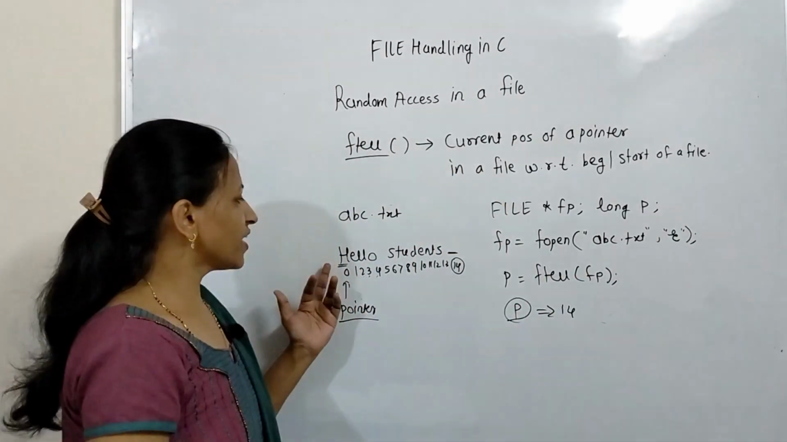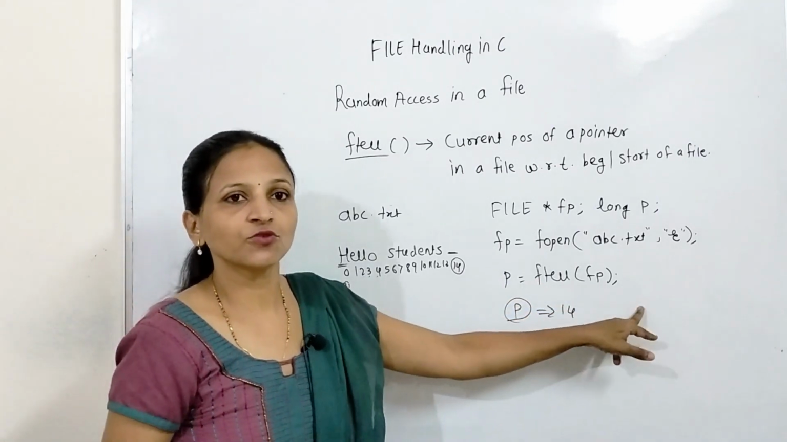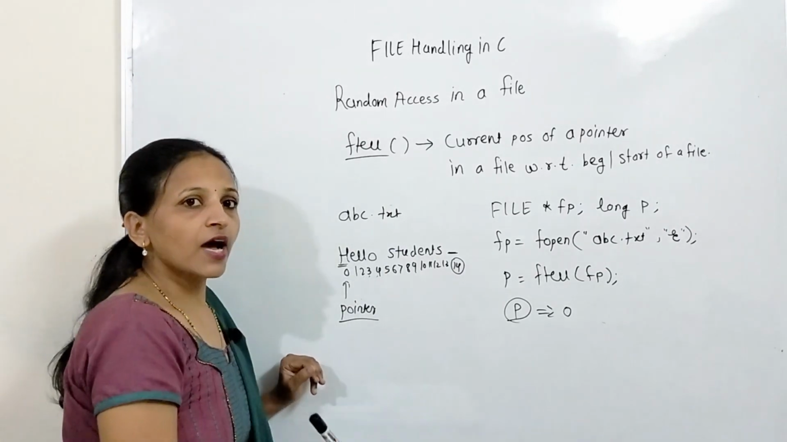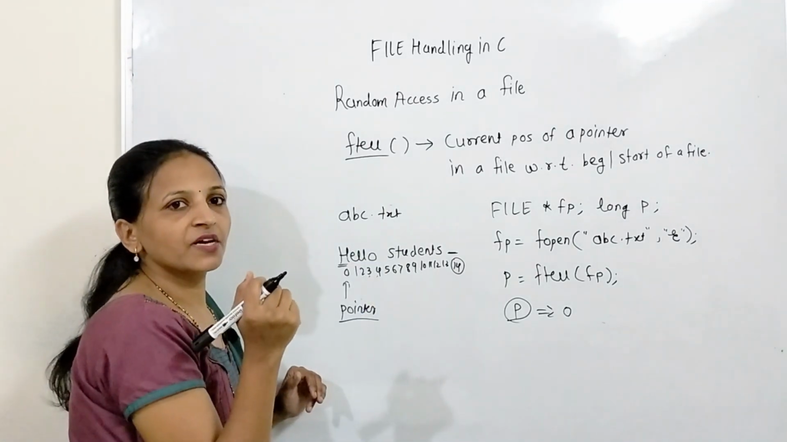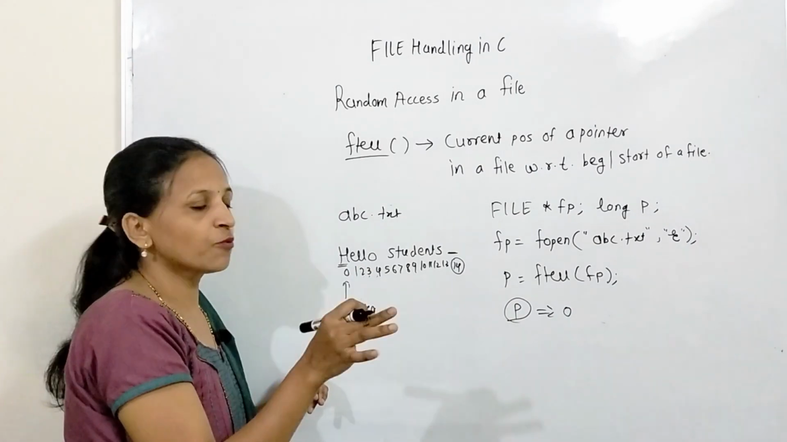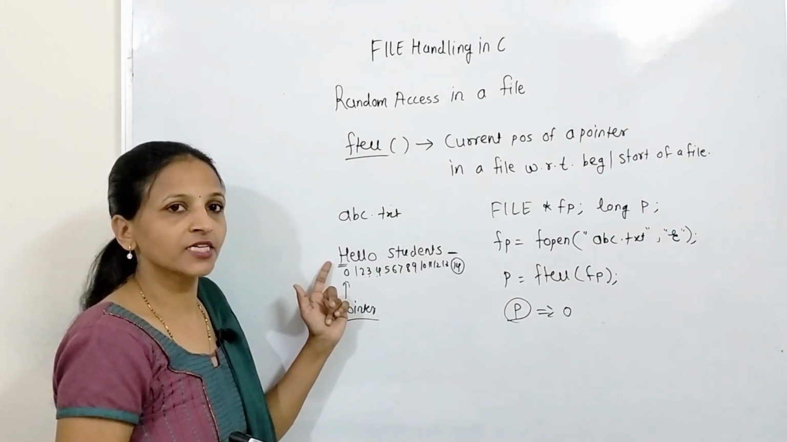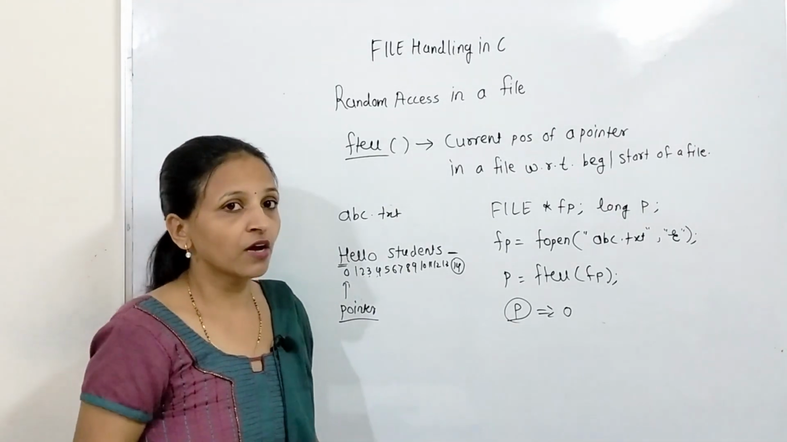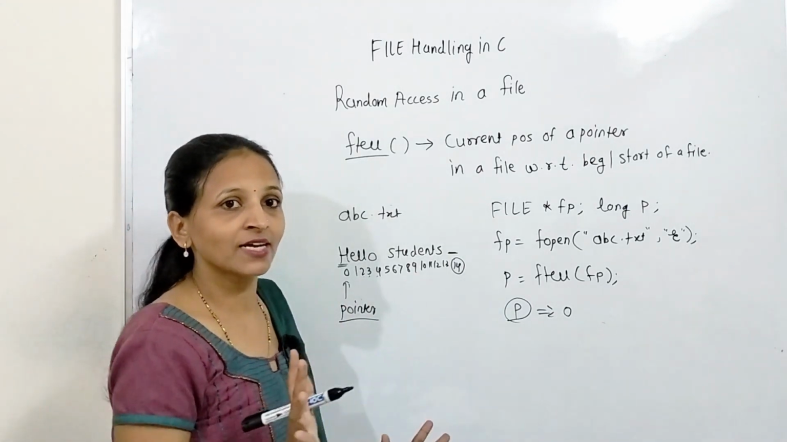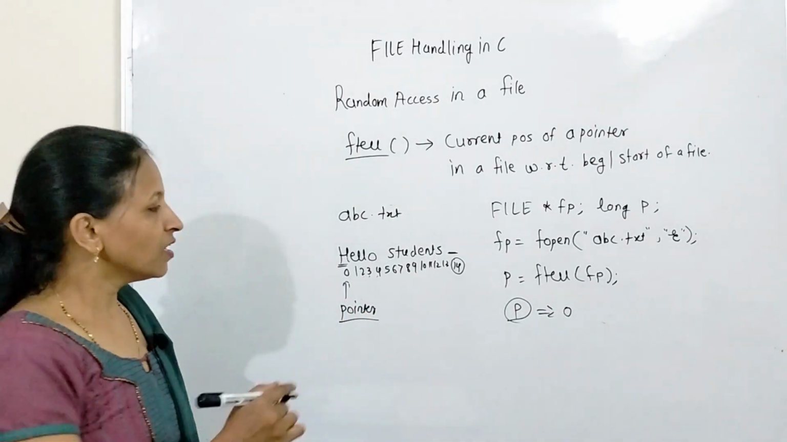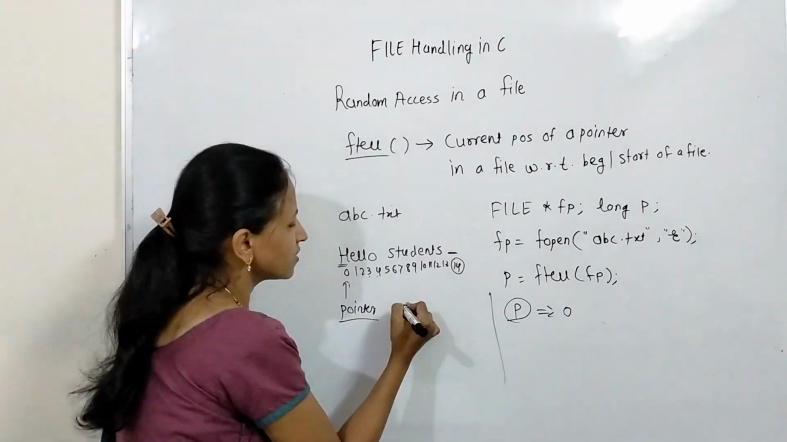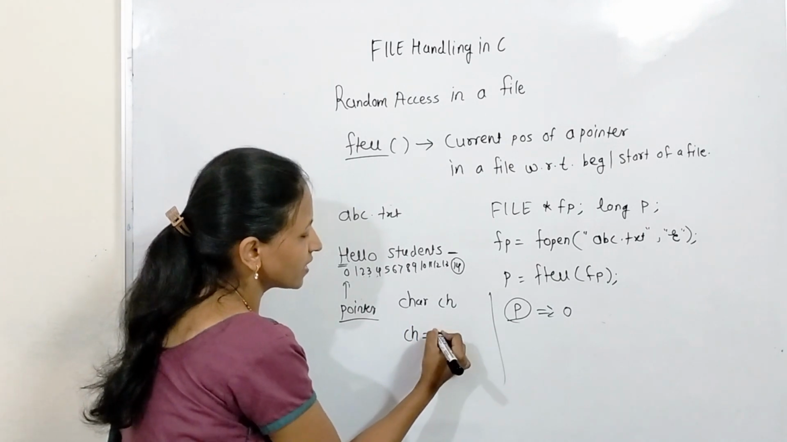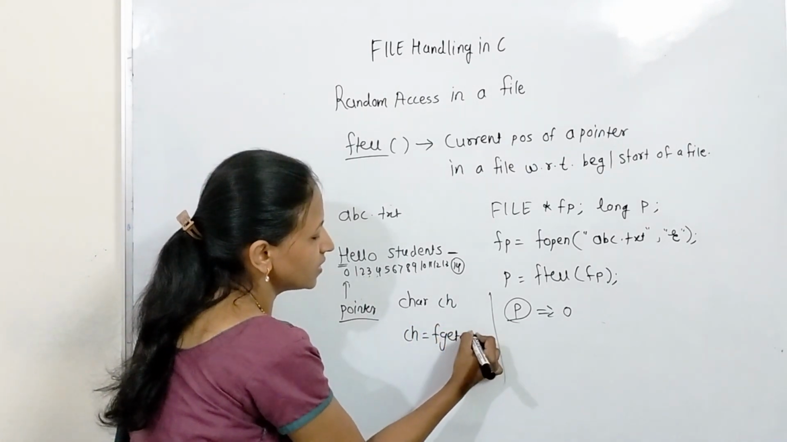Let us say we have opened the file in read mode, and if we call p equals ftell fp, we will get initially value 0 in that p. Now let us say I want to read the character from that file wherever the file pointer is currently pointing. Initially this pointer is pointing at the h character. I want to read that initial character inside that file. Now we have the fgetc function. We will use that fgetc function to read that character. Now I will write like this. Let me declare one character variable ch, and inside that ch I am writing fgetc fp.